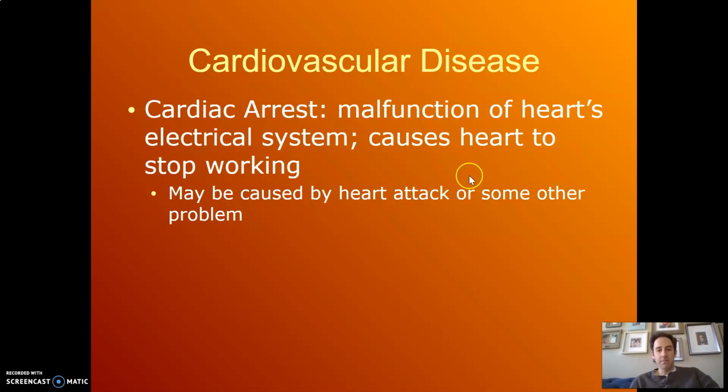So this can be caused by a heart attack, but it doesn't have to be caused by a heart attack. For example, if you're electrocuted or something like that, struck by lightning, that could lead to cardiac arrest and disrupt that electrical system. So not always caused by a blockage, but commonly is.